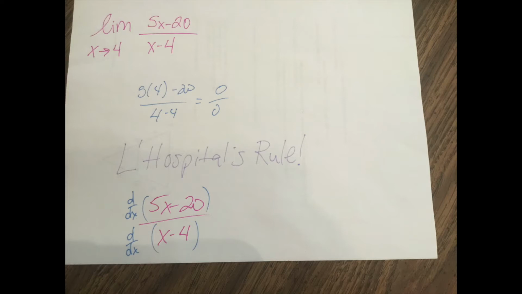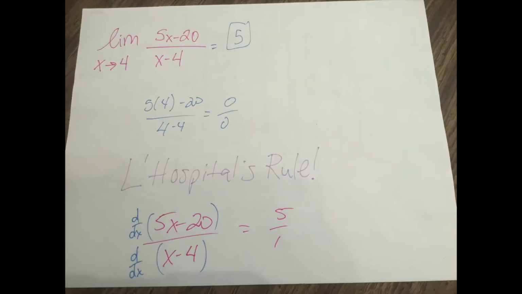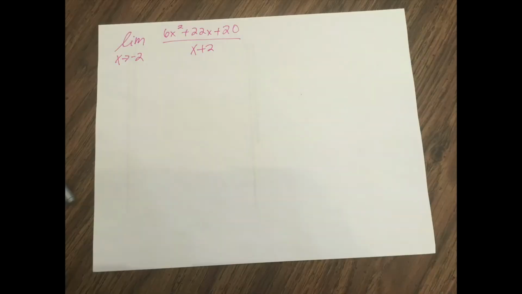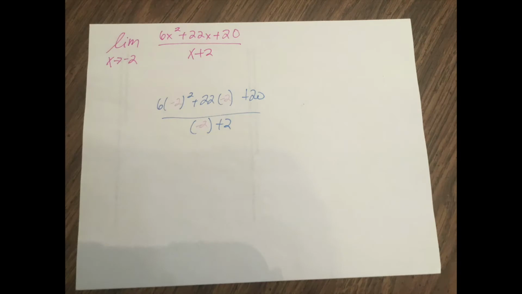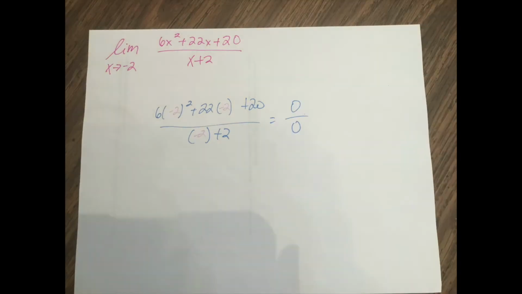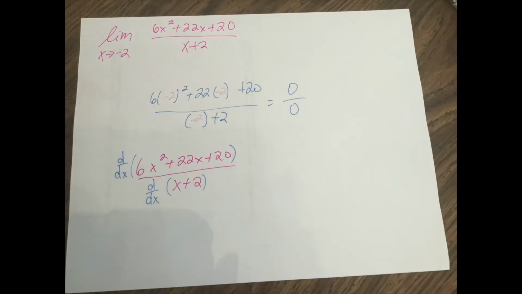So we do the first derivative of each one. And in this case, we got 5 over 1, so that's the answer. We're done. So on this one, we're going to do direct substitution first. We always have to, because L'Hopital's rule only works when you get 0 over 0 or infinity over infinity. And in this case, we get 0 over 0 when we do direct substitution.